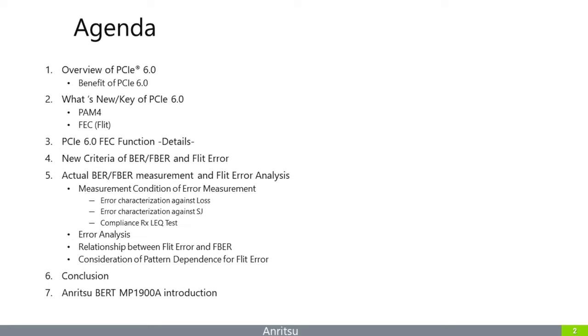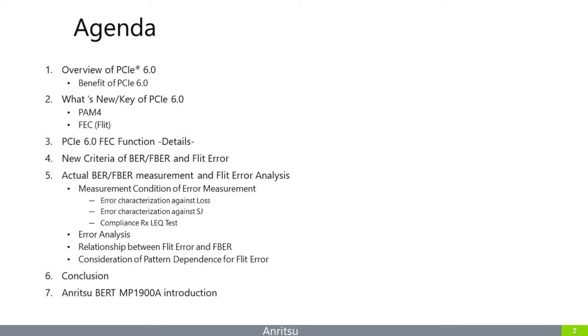Number 3 is the PCIe Gen 6 error correction functions in detail. Then the new criteria of BER, bit error rate ratio, and fast BER and Flit errors. Then I'm going to talk about actual BER measurement, actual FBER measurement, and Flit error analysis.